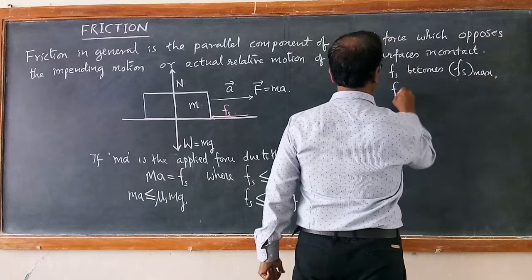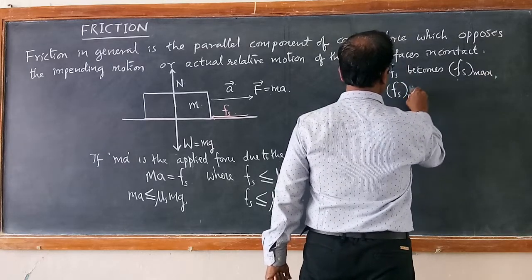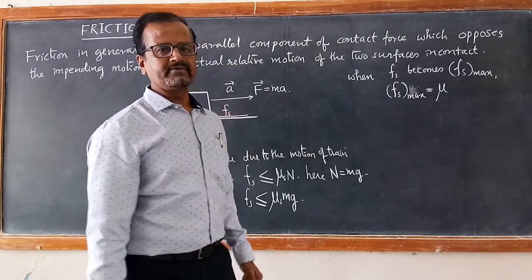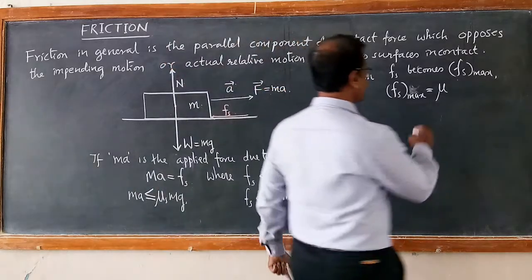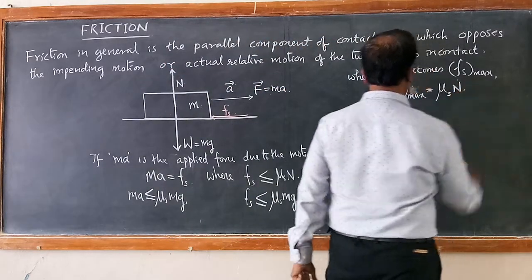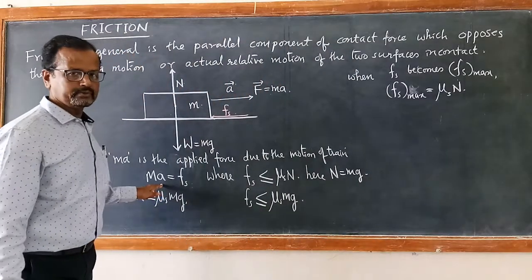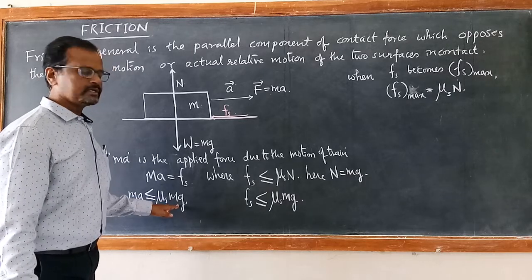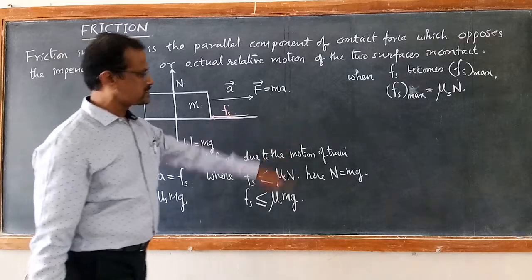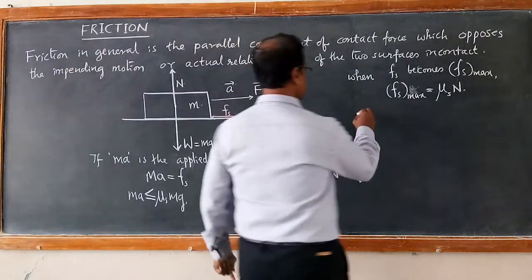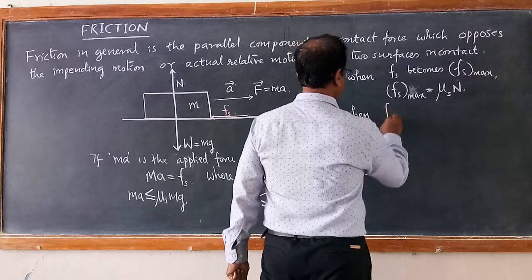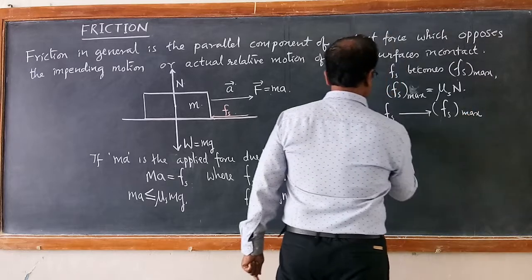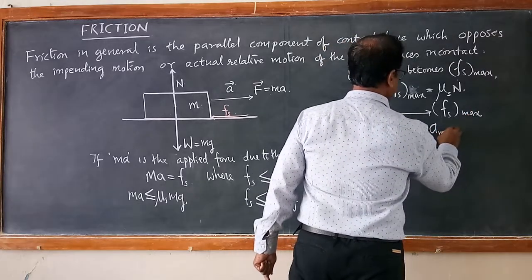Then what happens? Fs max is equal to, exactly according to the law of static friction, the first law of static friction you learned yesterday, Fs max is equal to mus n. Then this acceleration will be taking its maximum value. For all other acceleration values, ma will be less than mus mg. When Fs becomes Fs max, a becomes a max.